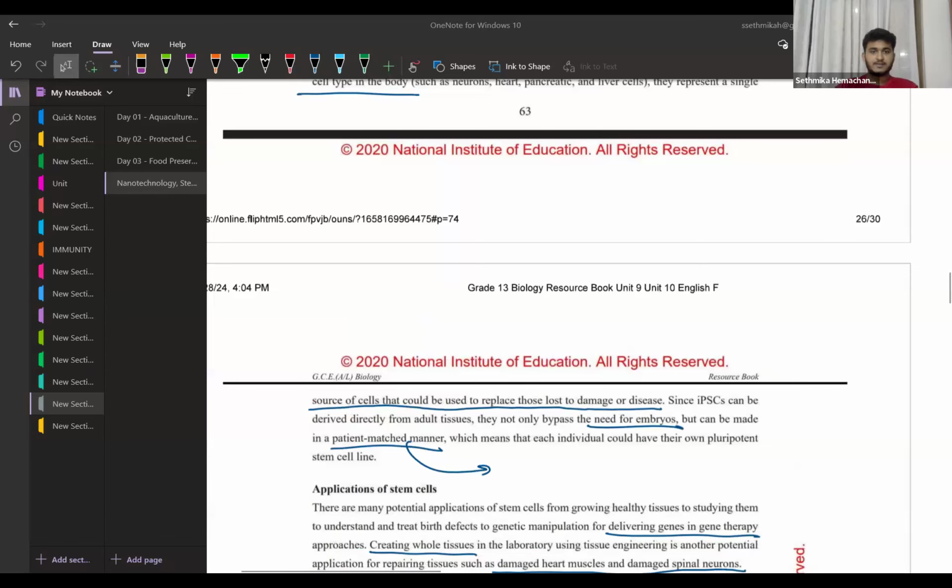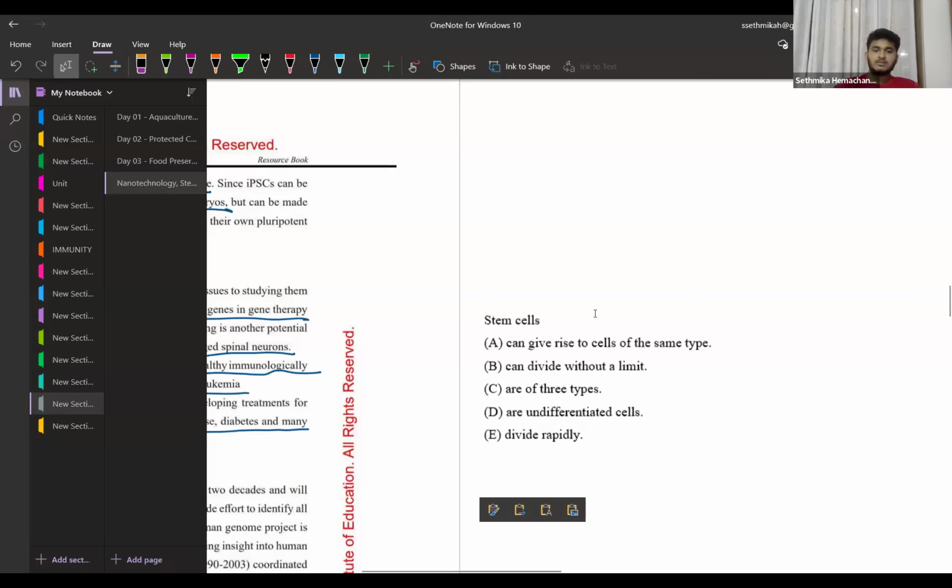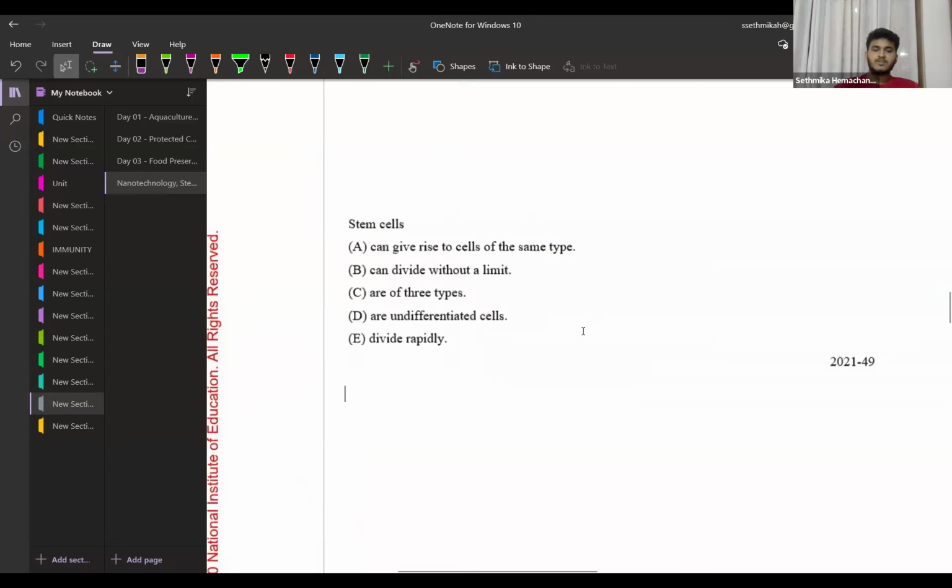Let's see what we have. First, let's see if there are past paper questions. Yeah, we have one past paper question from 2021. Try this question.